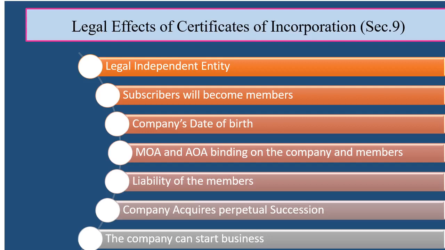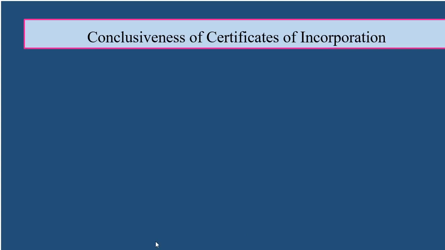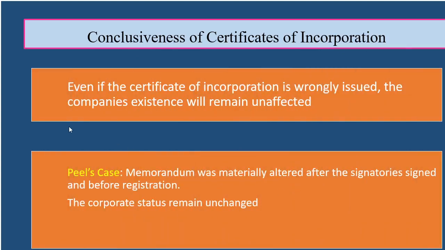So they can start acquiring assets. They can start purchases, sales, whatever transactions, they can start now. So these are all the legal effects of the certificate of incorporation, the legal changes after getting it. Here is a statement: conclusiveness of certificate of incorporation. This indicates that even if the certificate of incorporation is wrongly issued, the company's existence will remain unaffected.